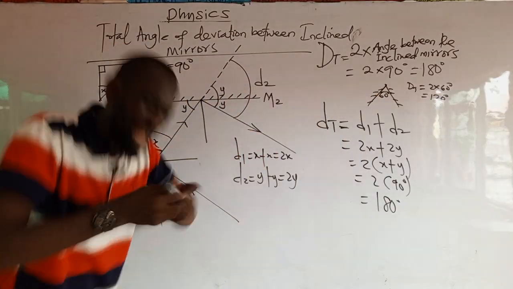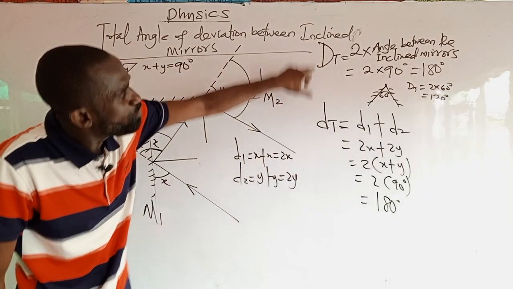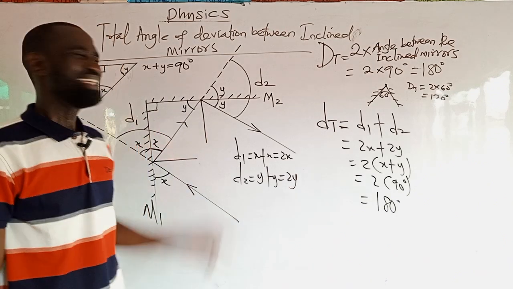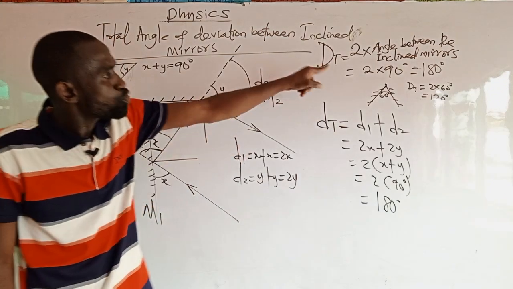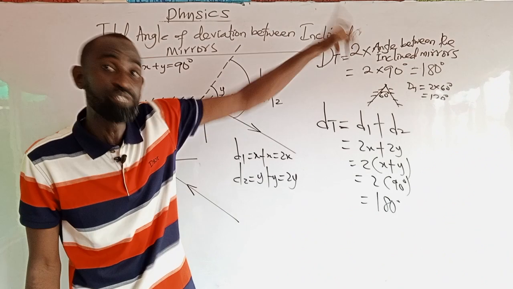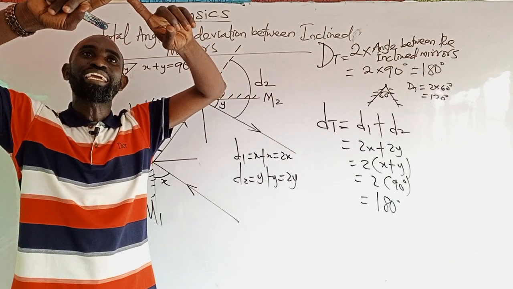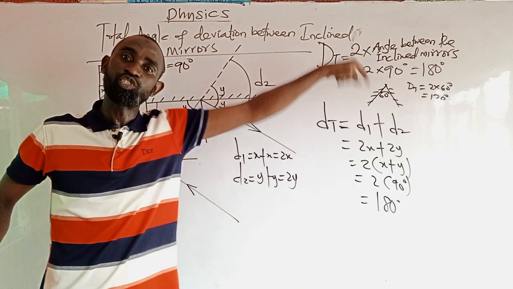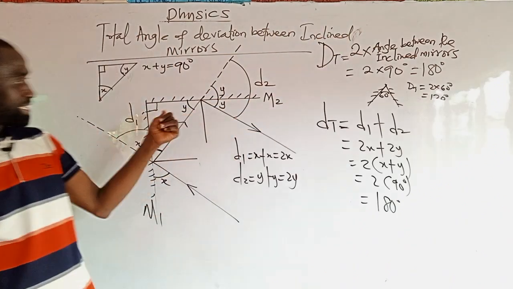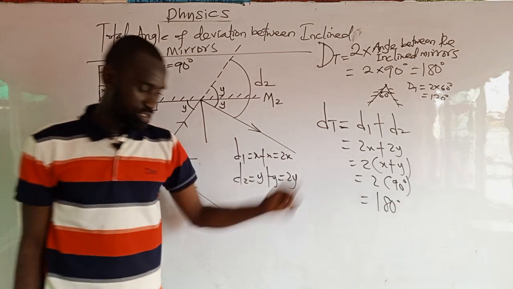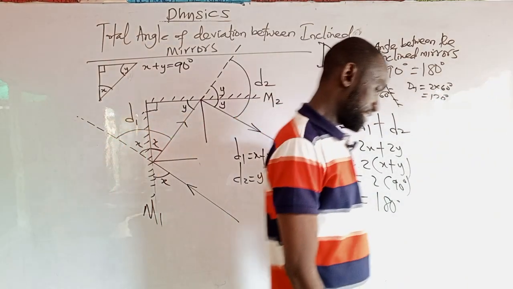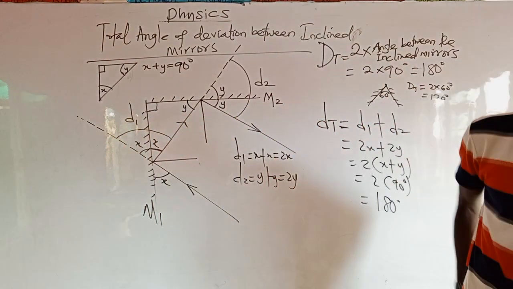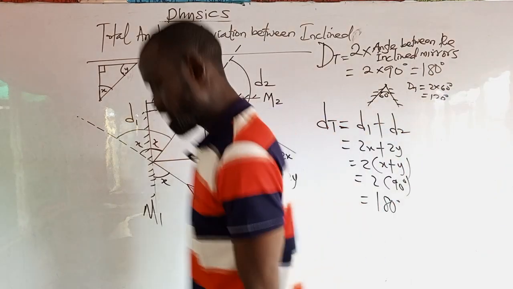So it therefore implies that the total angle of deviation between inclined mirrors is twice the angle formed between the mirrors. If the mirrors are inclined at 80 degrees, the total angle of deviation will be 2 times 80, which is 160. But in this case, it is 90, so what we have is 180 degrees. Okay?